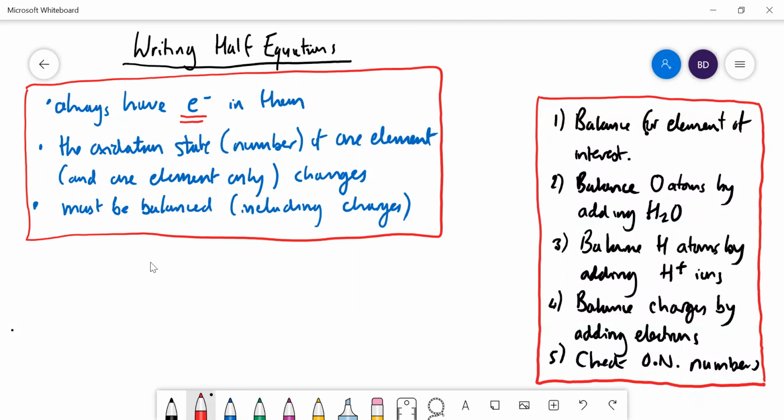Another little rule about them is the oxidation state of only one element must change, and it must be one element only. And then the usual thing, they must be balanced. And that means they must have the right number of charge, not only a balanced number of atoms, but it's got to have the same charge on the left as on the right. Now, don't worry about this for the time being, but you're going to use this little method to write half equations. But I'll just get rid of that for the time being.